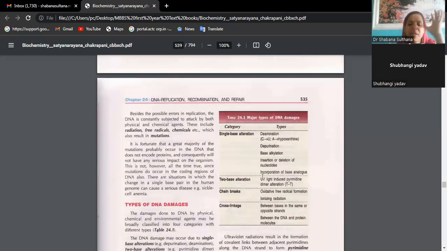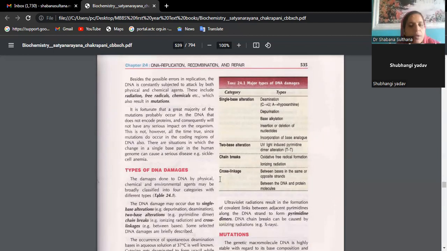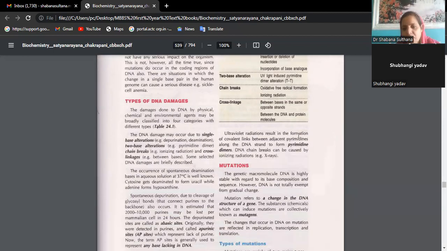Just because you have time, you can read this table better. What are the types of DNA damages? Single base alteration, cytosine to uracil, adenine to hypoxanthine, depurination. Just go through this table and try to learn this. Check also with the question bank if such questions were asked. Mutations are very important.